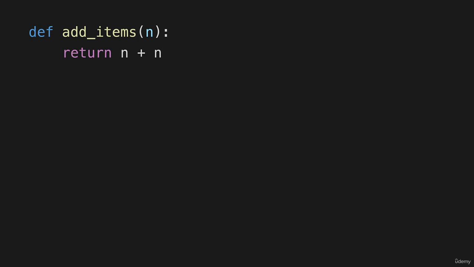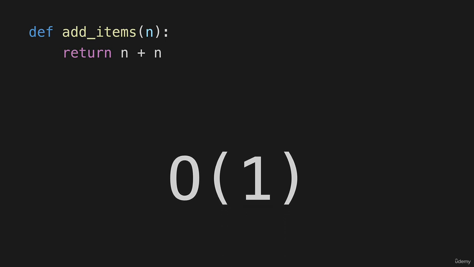But in this case, the only operation is the addition. So if n is 1, you have one operation. If it's 1,000,000, you still have one operation. And that is O of 1.